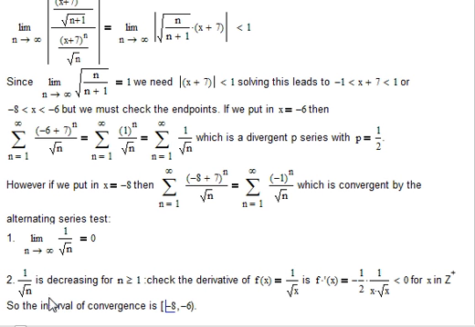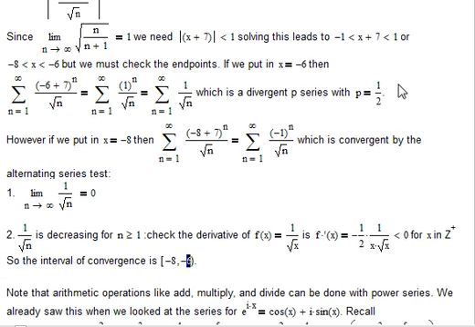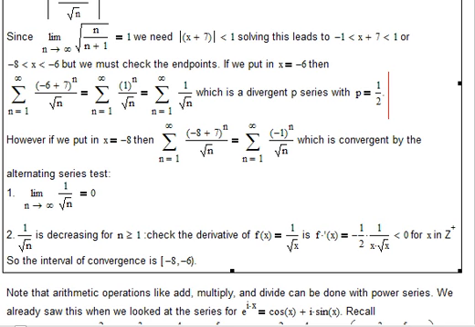Include the negative 8, because as we could see, we have a convergent alternating series. So we include negative 8, but not negative 6, because then we have a divergent p series with p equal to positive a half.